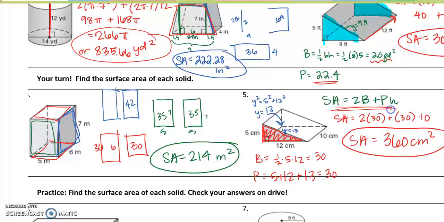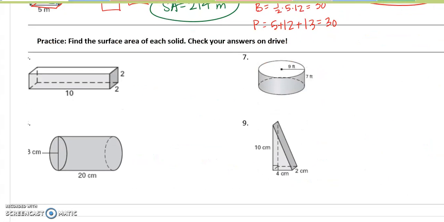So this is a triangular prism. I found the area of the triangle base. I like to shade that base so I know where my base is. From the area of that triangle and the perimeter of that triangle, needing to use Pythagorean theorem, and then plug that in. My height is the distance between the bases, which would be 10 here. Okay, so make sure you write down any questions you have, and then you're going to do problems 6 through 9 and check your answers on Drive so that you know if you need to ask your teacher any questions.